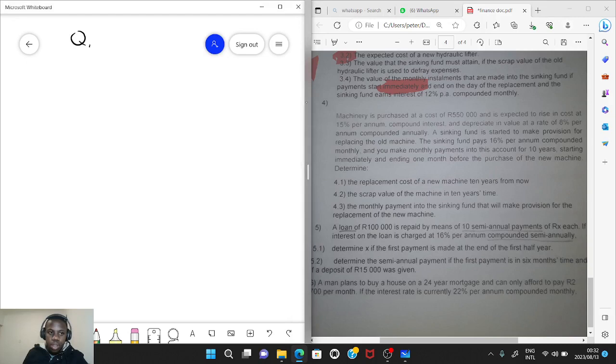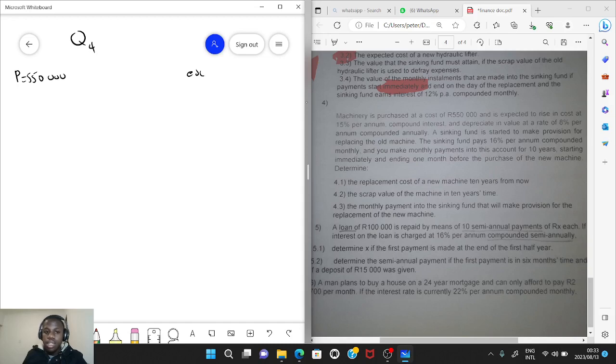Now we have question 4. They're saying a machinery is purchased at a cost of 550,000 rands, which is nearly similar to the previous one. So I know my P, the original cost of the machine, is 550,000. It is expected to rise in cost at 15% per annum.